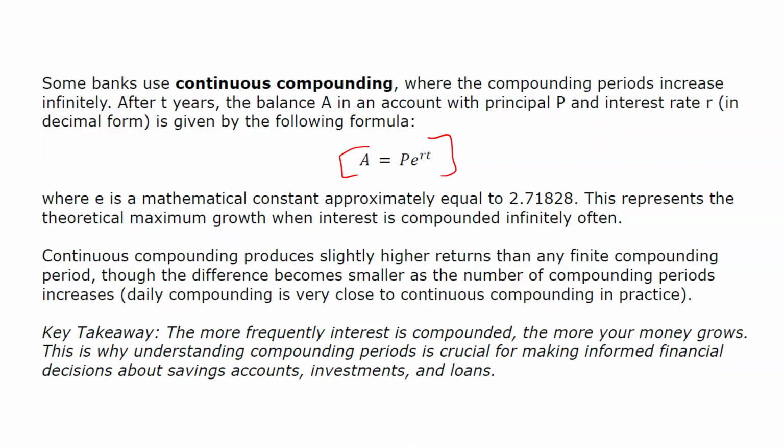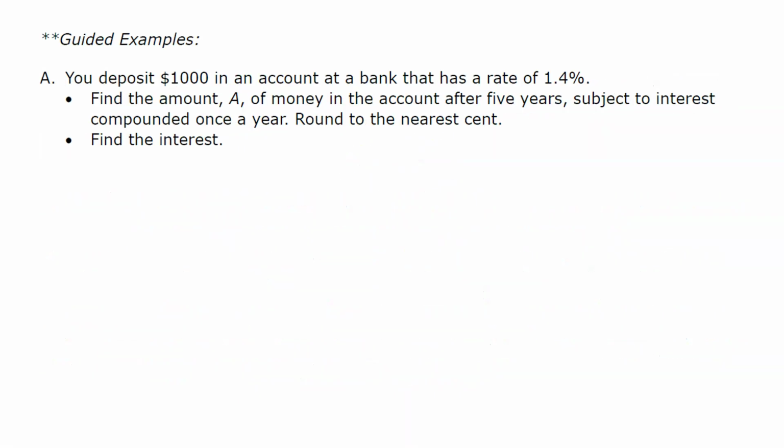So we've looked at 3 different formulas. Let's apply them to some problems so that we can see them in application. Our first guided example states that you deposit $1,000 in an account at a bank that has a rate of 1.4%. We are asked to find the amount of money in the account after 5 years, subject to interest compounding once a year, and then round to the nearest cent. And then we also want to find our interest, the interest that was tacked on to the principal.